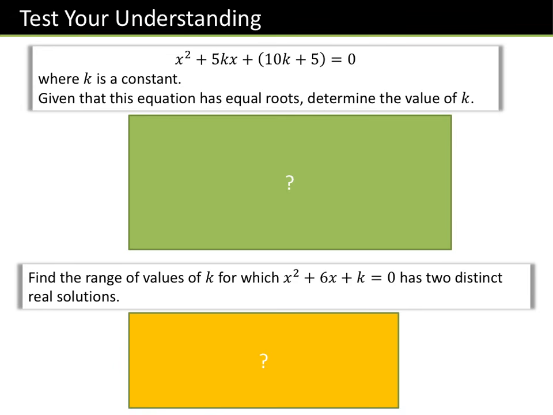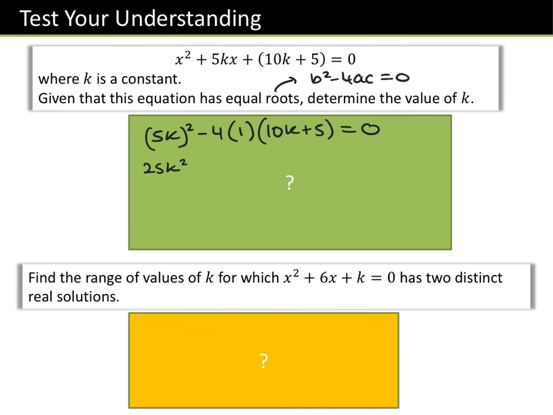Even better. Right, it has equal roots. What's the first thing we should be writing down? That b squared minus 4ac equals 0. Now our b is whatever is in front of the x, so the coefficient of x. So we're going to have 5k squared minus 4 lots of a, which is 1, lots of c, which is 10k plus 5, equals 0. So I'm going to get 25k squared minus 40k minus 20 equals 0.